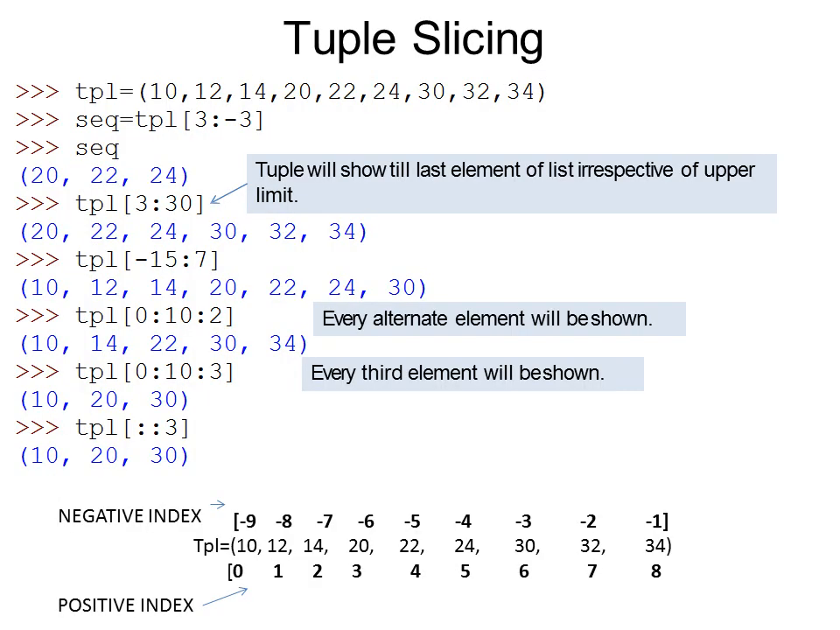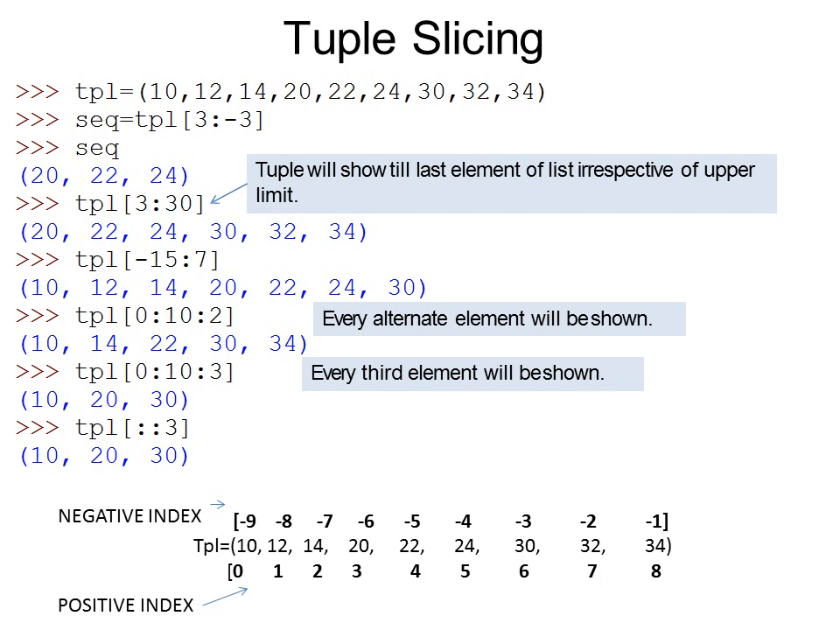Students, now we will be doing tuple slicing. Like we can see here, TPL is equal to 10, 12, 14, 20, 22, 24, 30, 32 and 34. Now you can see the index values, negative index values as well as positive index values. Negative index values start from -1, -2, -3, -4 and so on till -9, and the positive index values start from 0, 1, 2, 3, 4 till 8.